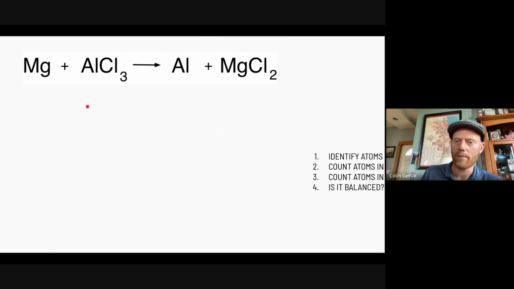Let's do another one. I want you to try this one on your own as well. So pause the video, try it on your own. All right, so you've tried it on your own. Let's see if you got it correct. First, we need to identify the atoms. We have Mg, we have Al, and Cl. Magnesium, aluminum, and chlorine.